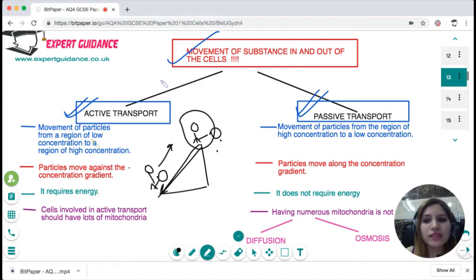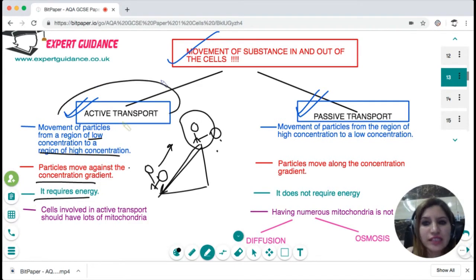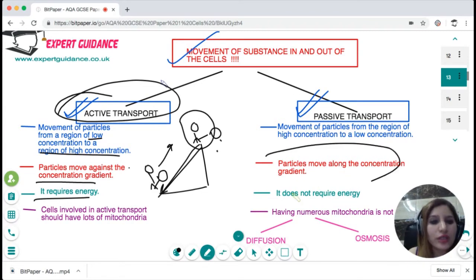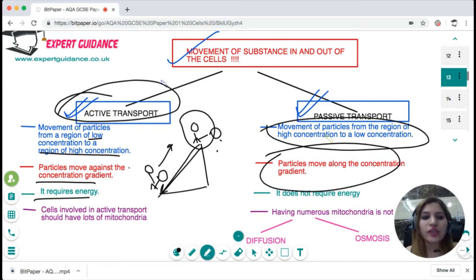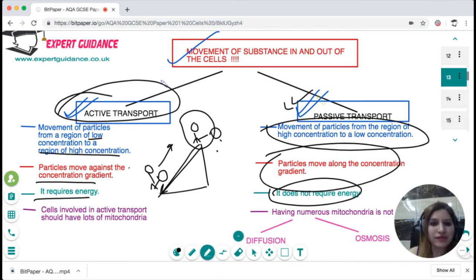Whenever particles move from a lower to a higher concentration, which means the particles move against the concentration gradient, it requires energy, and this is known as active transport. And when the particles move along the concentration gradient, that is from a region of higher concentration to a region of lower concentration, without the use of energy, then that is known as passive transport.